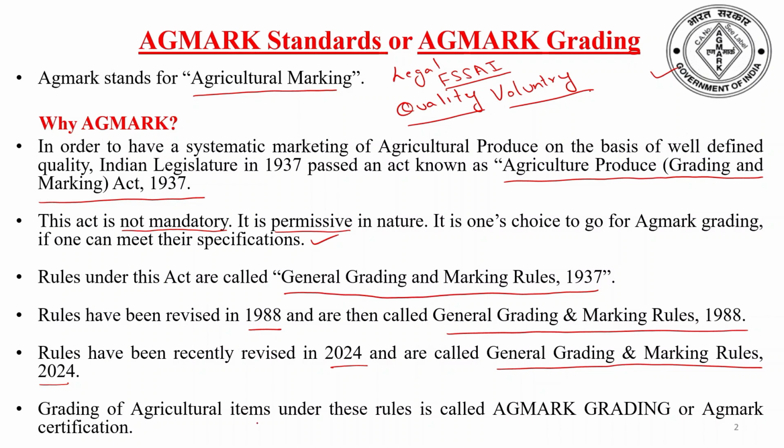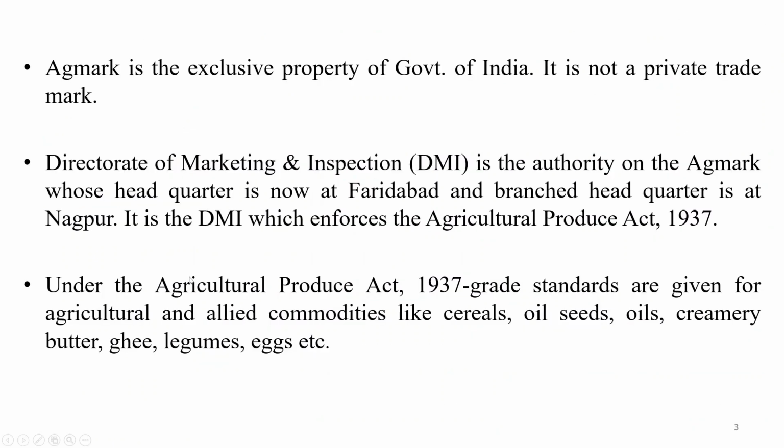Grading of agricultural items under these rules is known as AGMARK grading or AGMARK certification. AGMARK grades the products it covers with different grades like special, general, standard, good, fair, poor. Likewise, it grades different products depending on the quality, and how it grades, we will see in the coming video. Now AGMARK is the exclusive property of the Government of India, and it is not a private trademark.